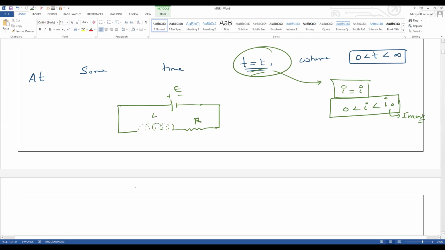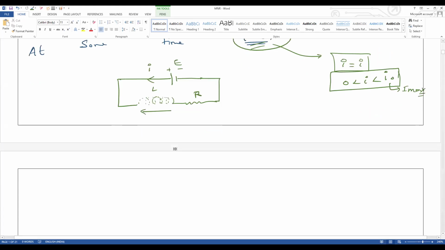Now if you all notice, the induced current always opposes. So will the induced EMF act in the same direction or the opposite direction? It will act in the opposite direction. Yes or no? Please respond. Clear, guys?